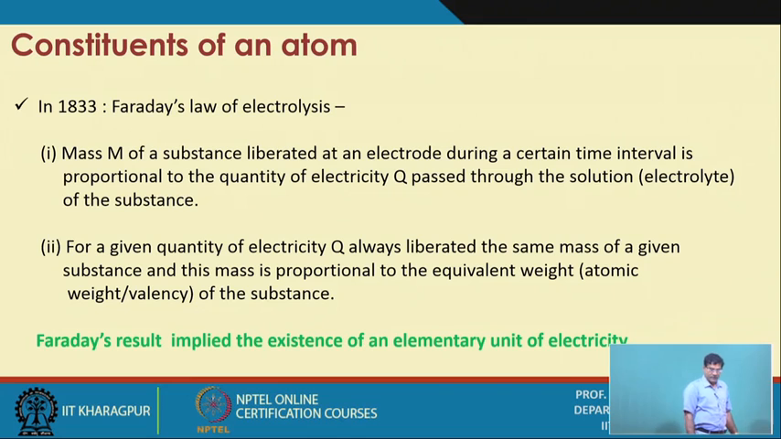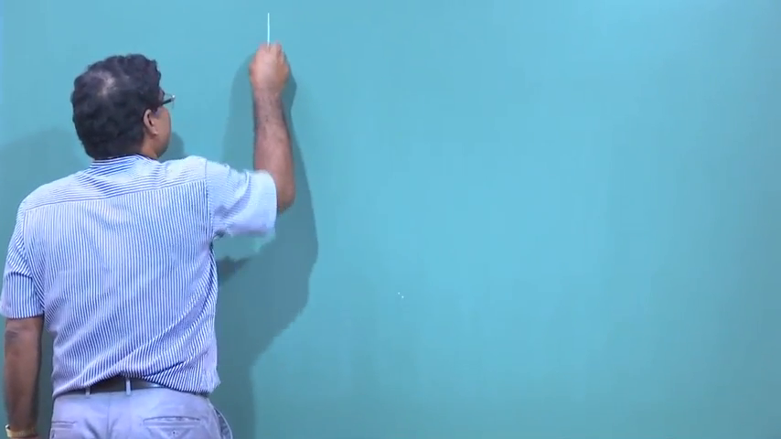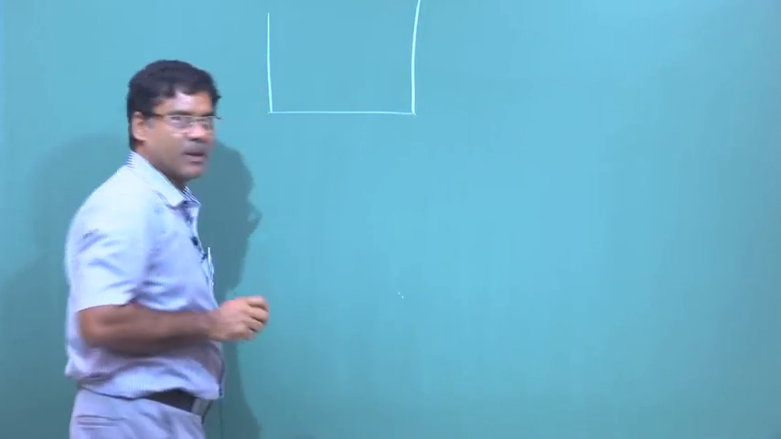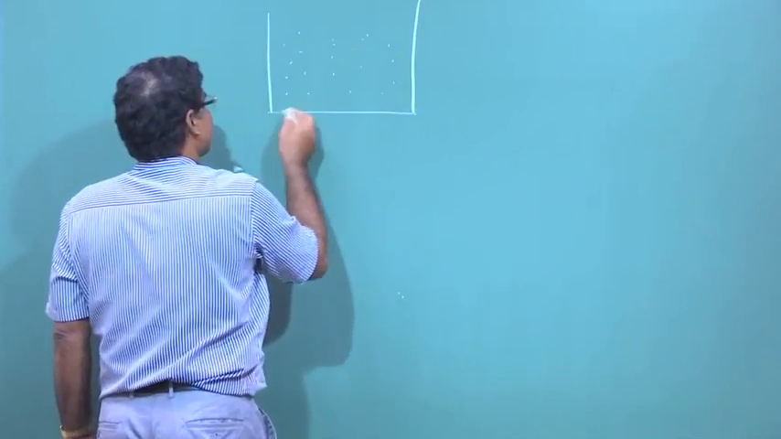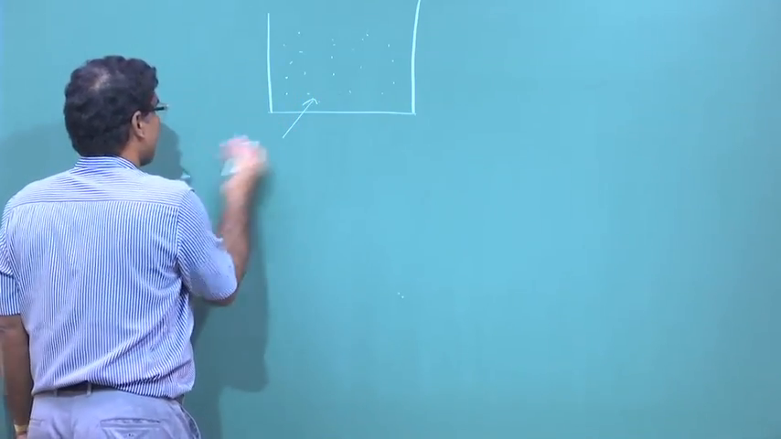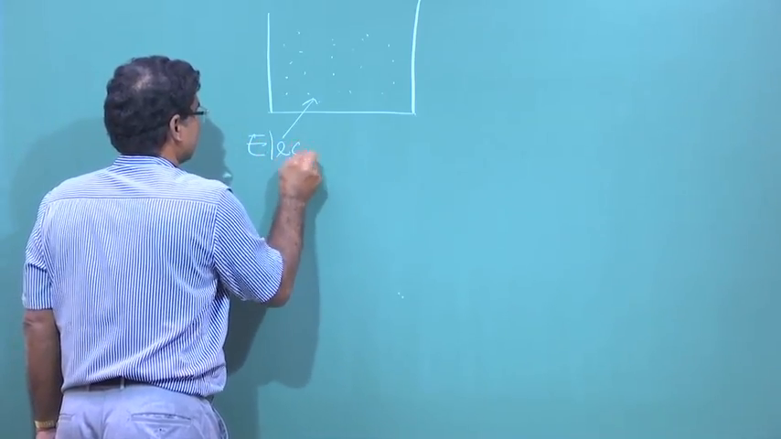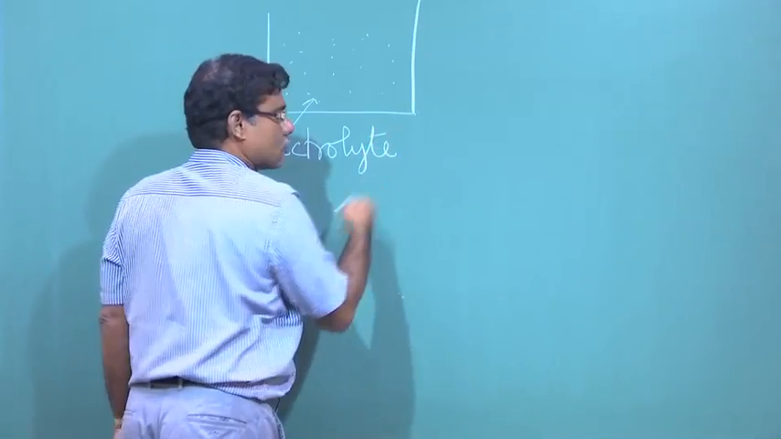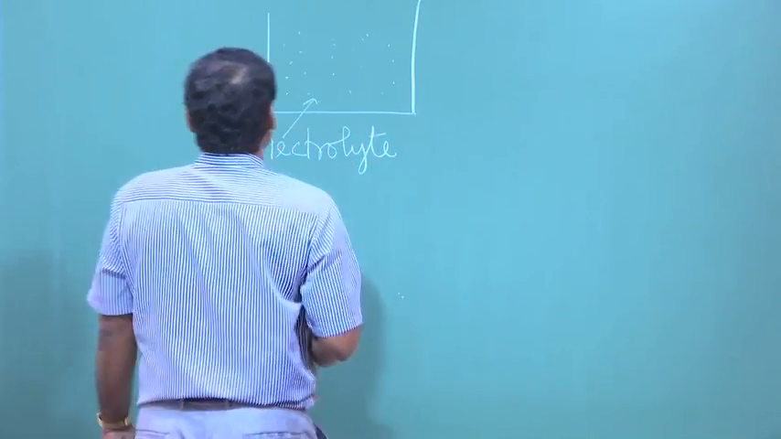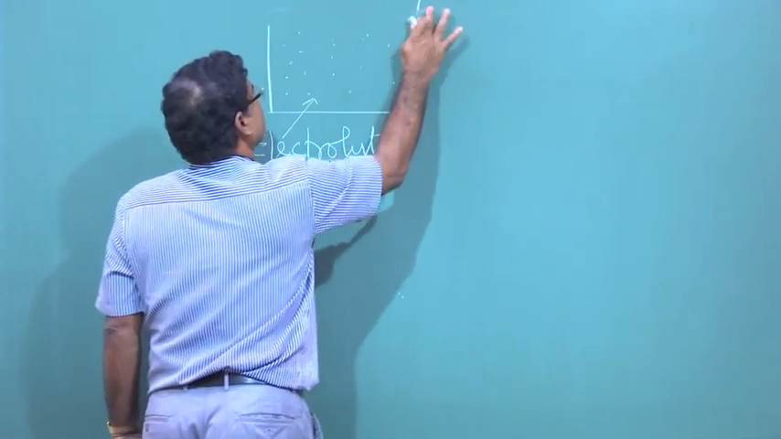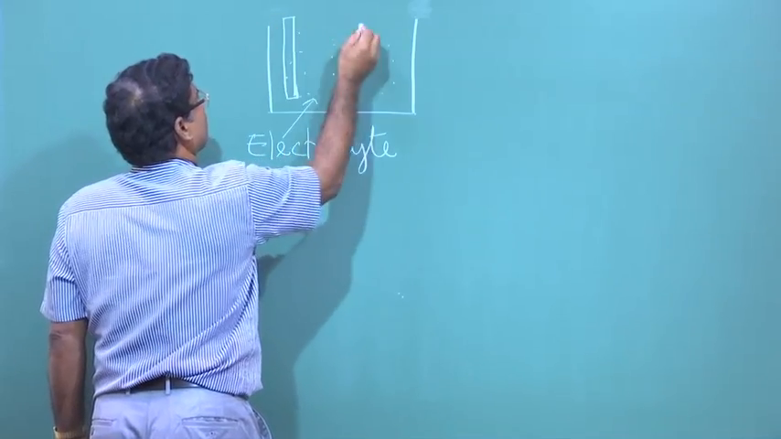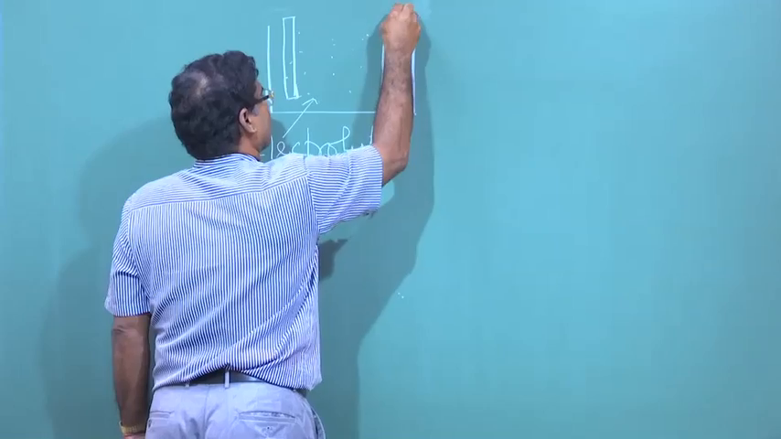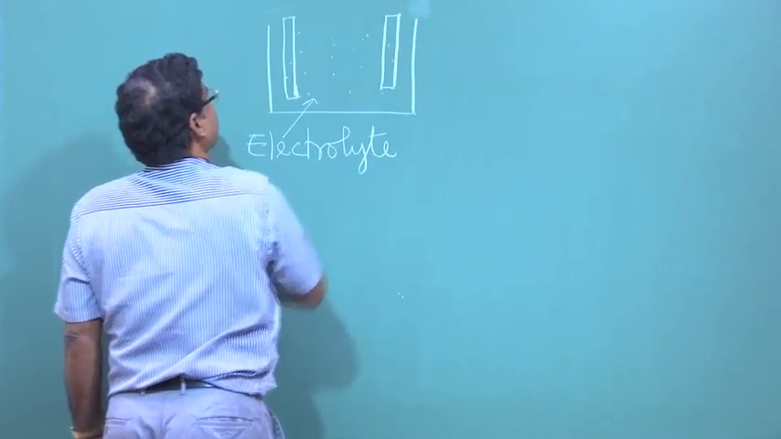So, Faraday's law of electrolysis. If you take a container, and in the container you take a solution of some substance, that is called an electrolyte. Now, you put in two electrodes.